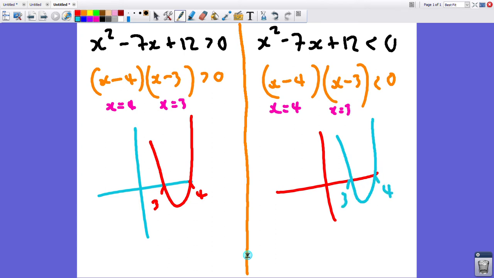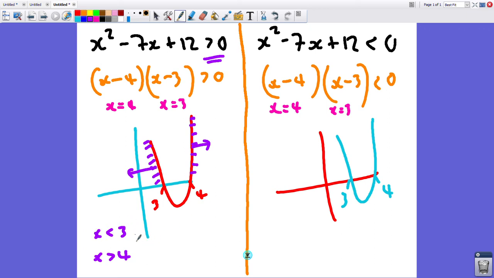Alright, now on the left-hand side, this is greater than 0, so what I'm going to do is look at the graph and literally look at where this graph is above the x-axis, where it is greater than 0. So if I shade in these regions here, for these regions, it is above the x-axis. This region is basically whenever x is less than 3, to the left of 3, and this region here is to the right of 4, so whenever x is greater than 4. So these are my solutions to this quadratic inequality.